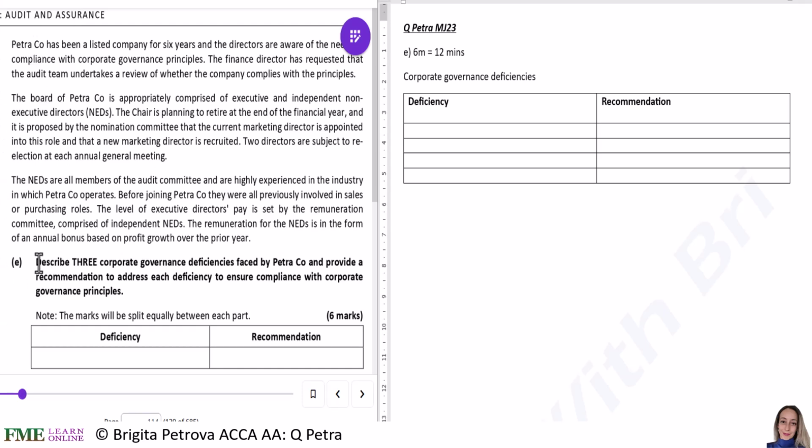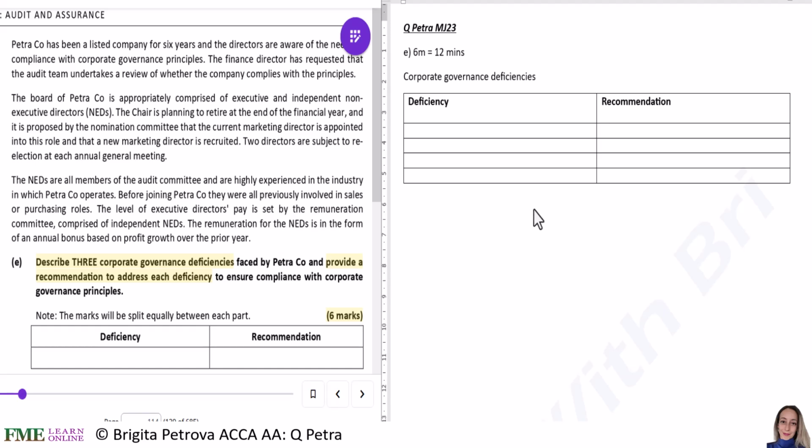As you can see, it says describe 3 corporate governance deficiencies faced by Petra, and provide a recommendation to address each deficiency. So 3 deficiencies, 3 recommendations, 6 marks in total. So 3 pairs, 6 points. And we've got the table. The table normally has more lines because you know what these questions are like.